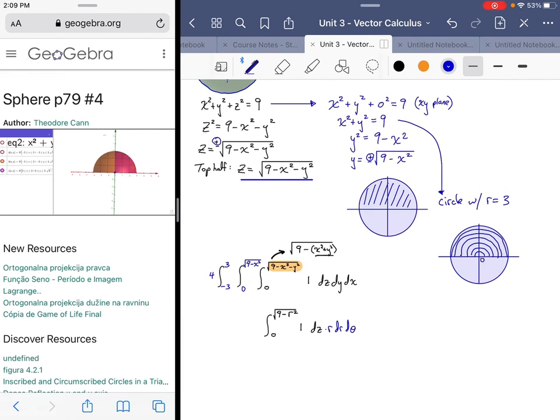So 0 to 3. But I wouldn't be going all the way around the circle. I'm only going to go from 0 to pi. That's going to cover the same amount of the circle that we did by going from 0 to radical 9 minus x squared and then negative 3 to 3. All right, so I can pop that in, 0 to 3, 0 to pi.